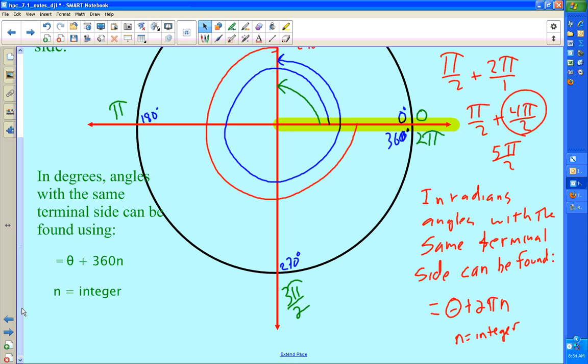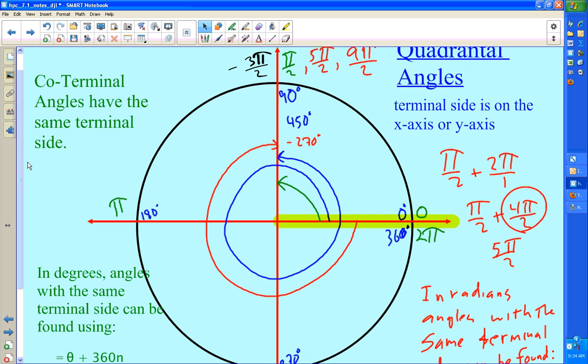In degrees, angles with the same terminal side are found by adding 360 n times. Theta plus 360 n, where n is an integer, add 360 once, twice, 3 times. So if you looked at this angle right here, 90 degrees, add 360, you'd be at 450. You could subtract 360, like n is negative 1, 90 minus 360 would be negative 270. And you can continue to add and subtract 360, and you'll get other coterminal angles.